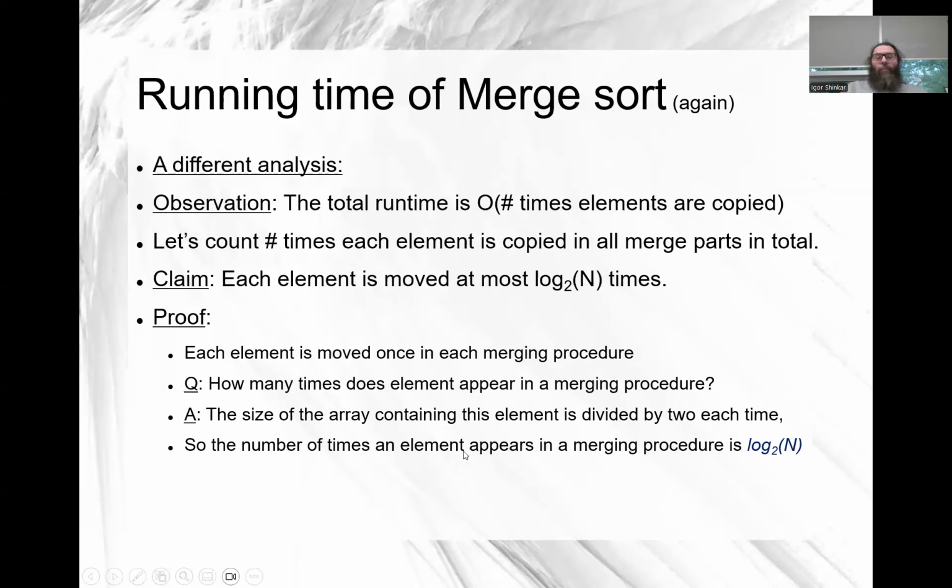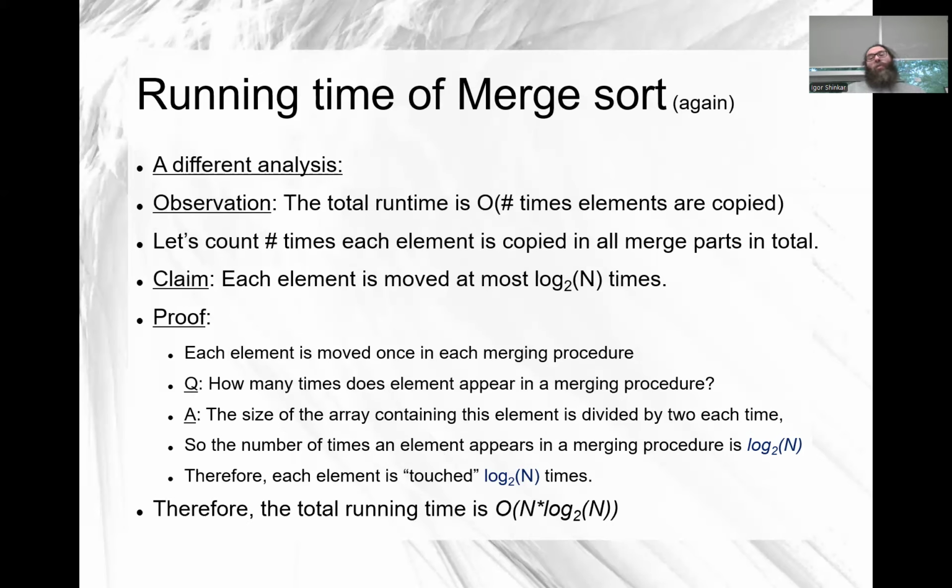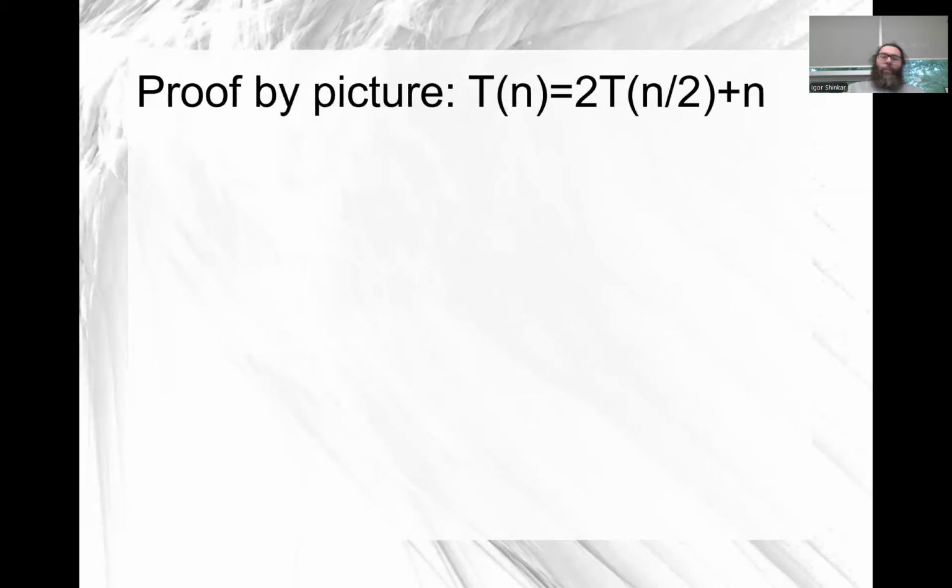So the total number of times an element appears in these merging procedures is log to the base 2 of n, because each time we divide by 2 the length of the array where this element lives, and then apply a merging procedure. So the point is we touch each element log n times, and we have n elements, so the running time is order n log n. Okay. And let me show you this by picture.